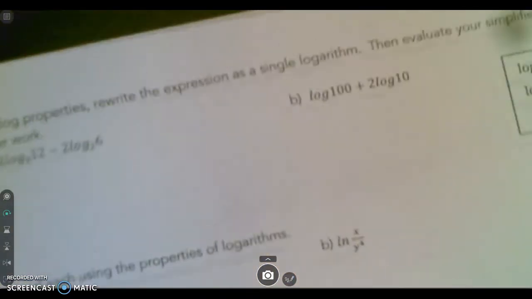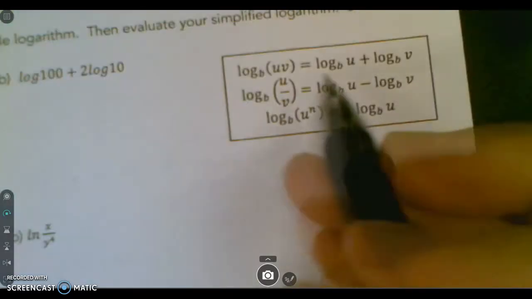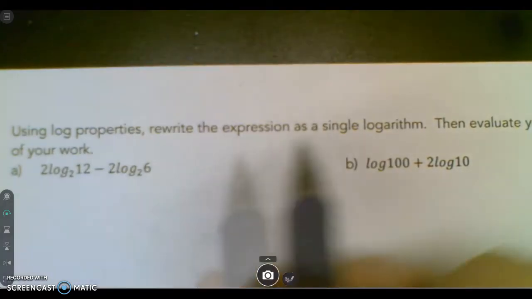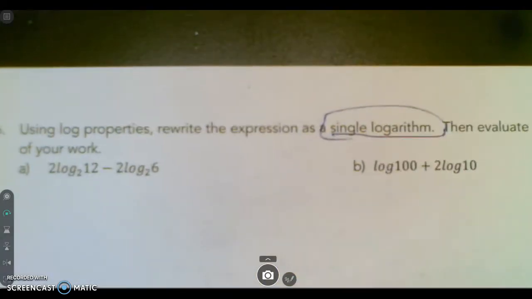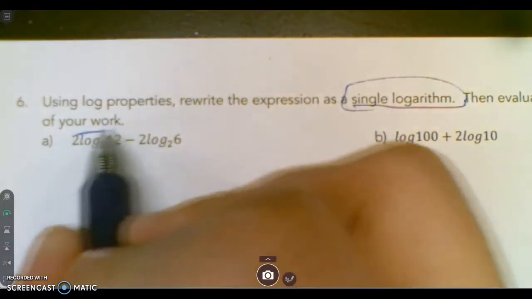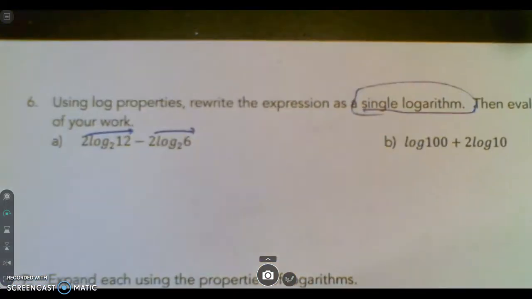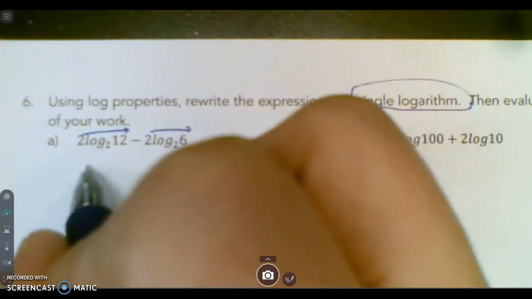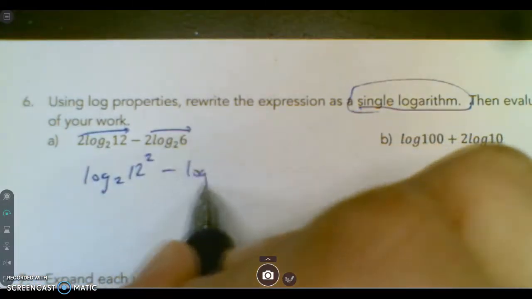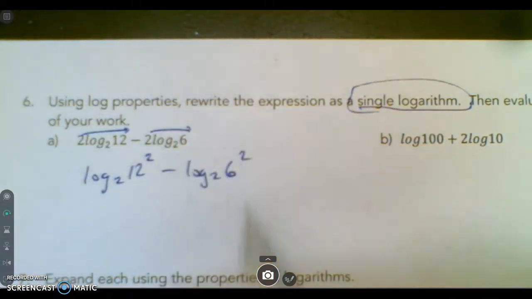Here we go. To the back. Alright, the back, we got these rules here. Those are your 3 rules. And you can use them to expand or condense. So when it says a single logarithm, you already know there's just going to be one log in the end. So I usually take those exponents and put them up top. So we'll have log base 2 of 12 squared minus log base 2 of 6 squared.